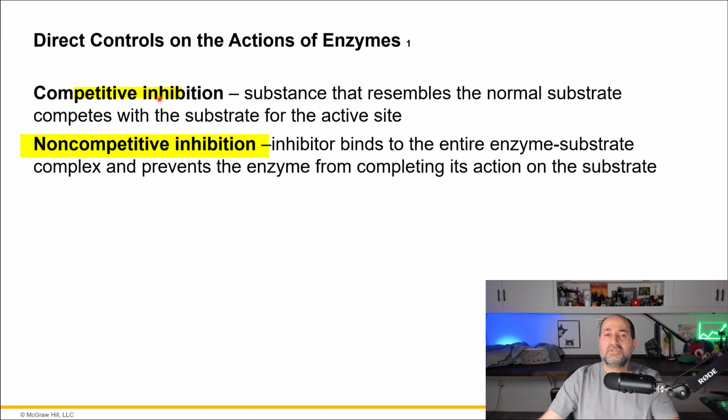Competitive inhibitors stop enzymes from working by binding to the normal active site and preventing that active site from binding to the true substrate. In non-competitive inhibition, the inhibitor binds to some site other than the active site, but it still has the same effect. It turns off that enzyme, or it makes it so that the substrate cannot bind to the active site.